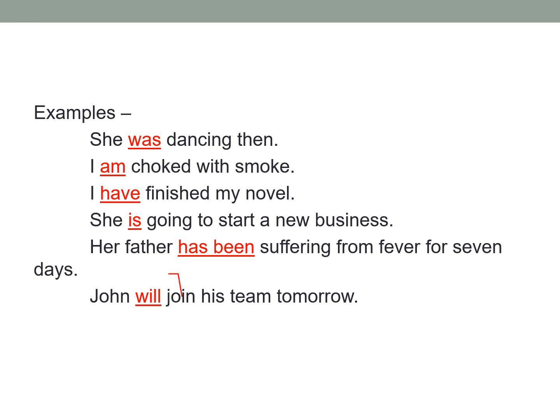And the last example here is, John will join his team tomorrow. So in this sentence, the principal verb is, as you can see, join, and this verb needs the help of the auxiliary verb will because it is in future indefinite tense.